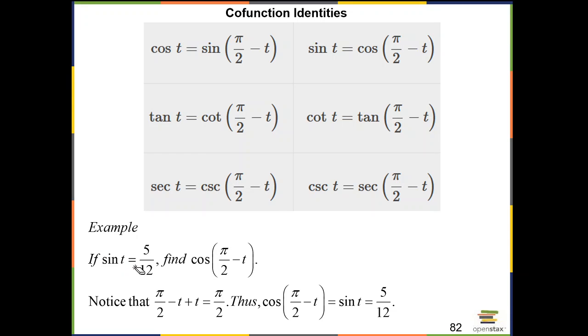So if you're given sine of t is 5 over 12, and somebody says, okay, what is cosine of pi over 2 minus t? Well, right away you know this plus that is 90. So cosine of this has to be the same as sine of this angle, right? So that means the cosine equals to 5 over 12 as well, right?